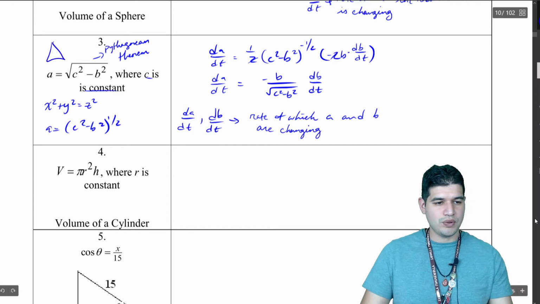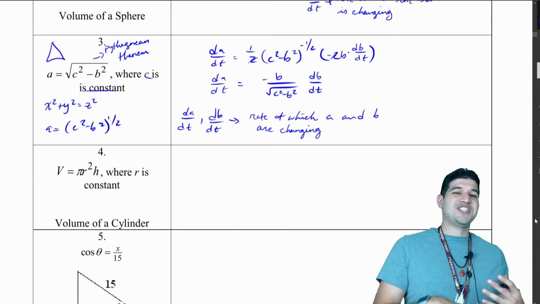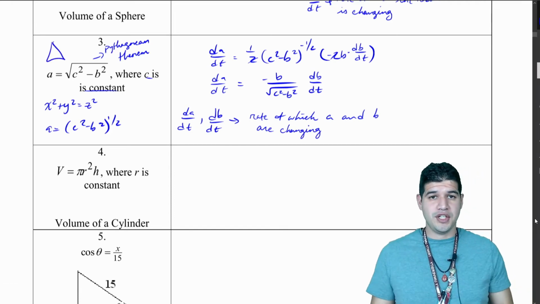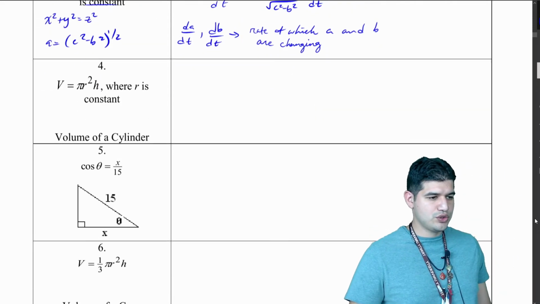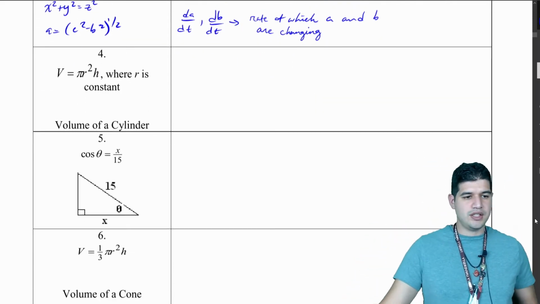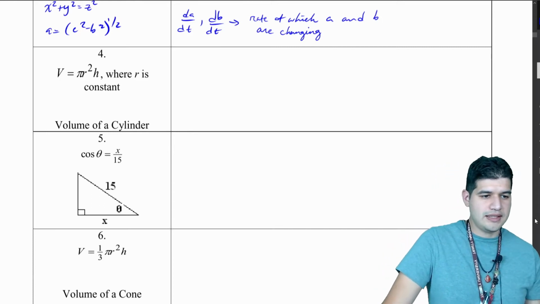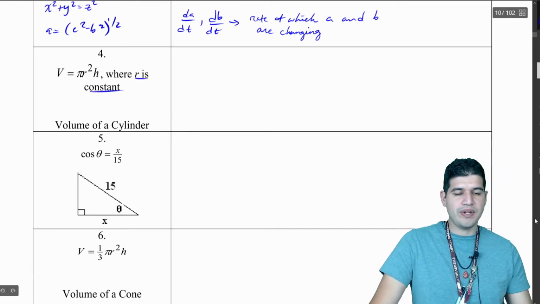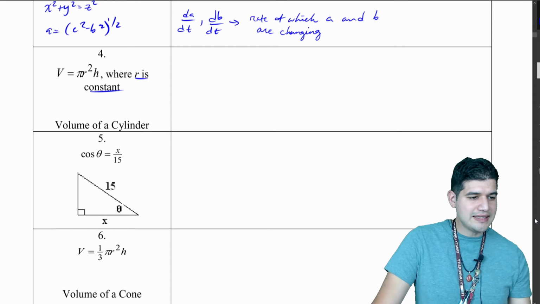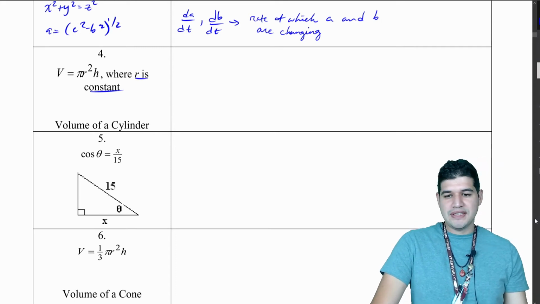If we're looking at some sort of triangle that's happening, is the rate at which A and B are changing. So now we're going to go down here to the volume of a cylinder. So volume of a cylinder, let's see. R is going to be a constant here, so we just have a constant multiple. So let's just take that derivative with implicit differentiation.